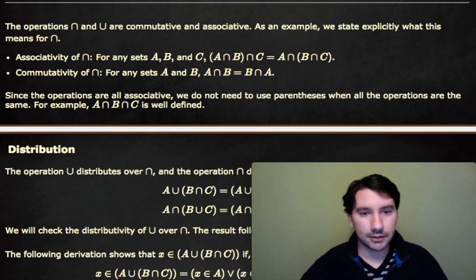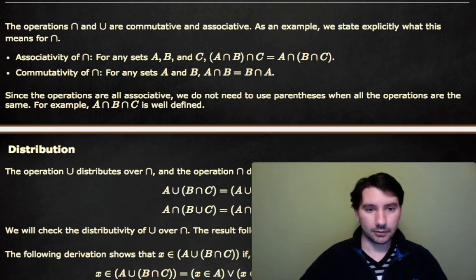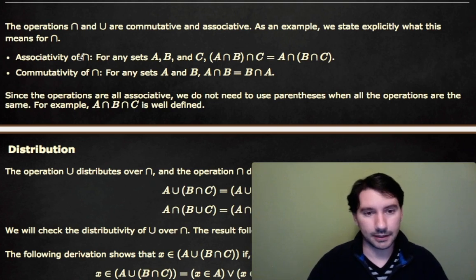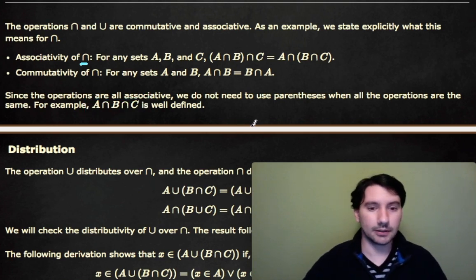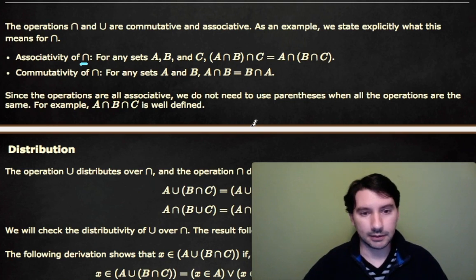The operations intersection and union, the important facts to know about those are they are commutative and associative. In other words, it doesn't matter what order we do them in as long as the operations are all the same. That would be associativity. So to state that for intersection, if we have three sets A, B, and C, if we do A intersect B first and then intersect C, that's the same as doing B intersect C first and then intersect A. And for that reason, we usually don't even use parentheses. So down here, we state that we can even write A intersect B intersect C, and that's well defined because of the associativity of intersection. And that works for union as well.